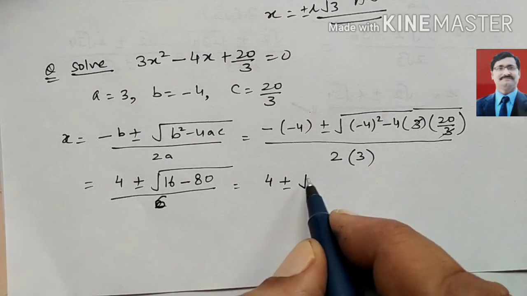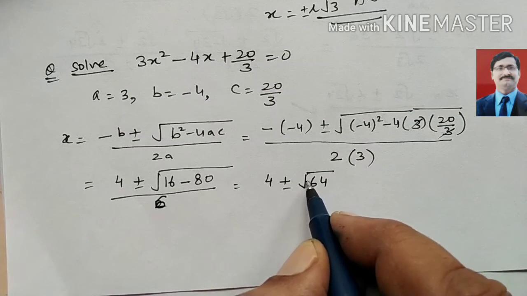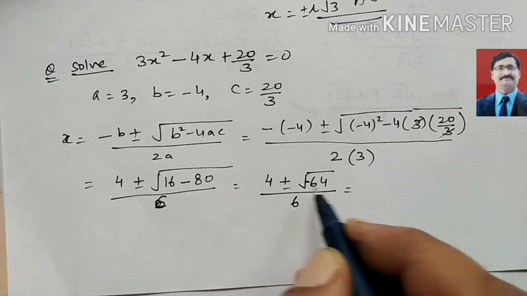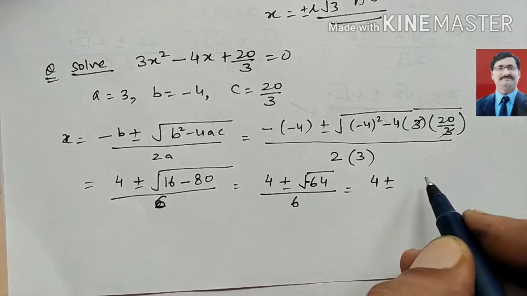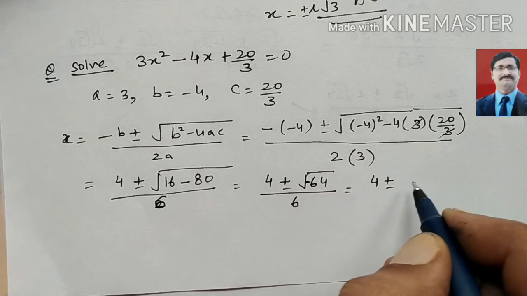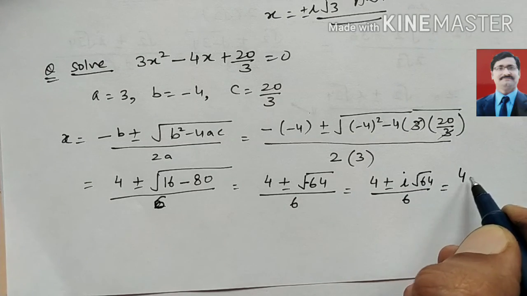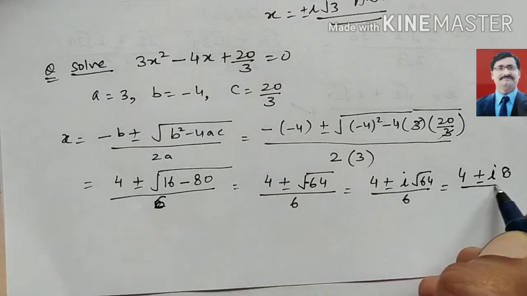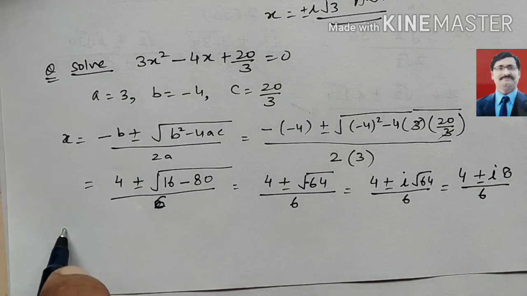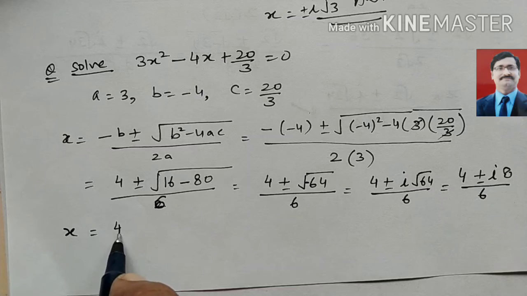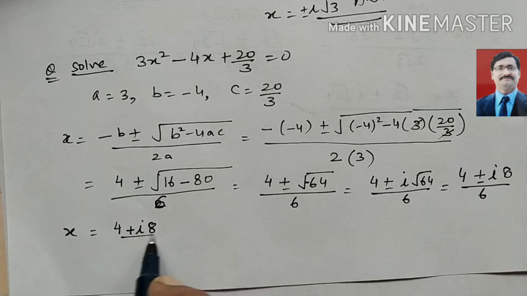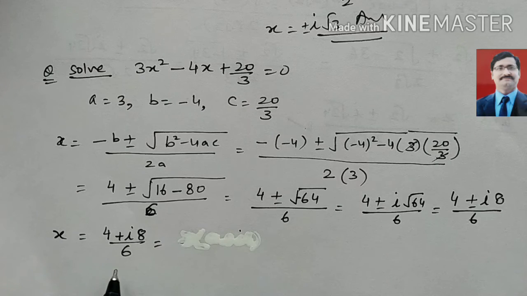You get here 16 minus 80, which is minus 64, upon 6. Minus 64, minus you can take outside, so 4 plus minus you can write here this is iota and root 64 is 8, so you can write here 4 plus minus iota 8 upon 6. So look here, one time you write plus, means you can write here 4 plus iota 8 upon 6. You can separate this, you get 4 upon 6 plus iota 8 upon 6. This you can write 2 upon 3 plus iota 4 upon 3.